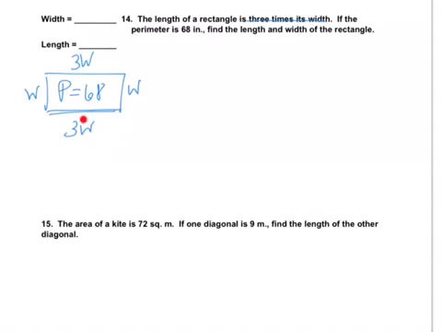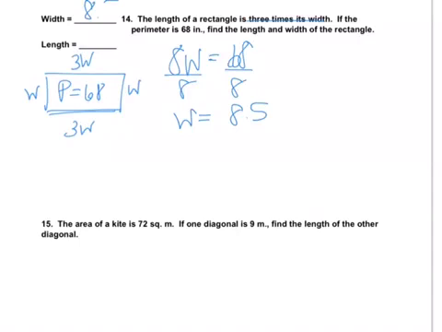So I have 3, 6 W's, 7, 8 W's. So 8W equals 68. And I divide by 8, and 68 divided by 8 is 8.5. So my width is 8.5. Then to find my length, I would take 8.5 times 3. And 8.5 times 3 is 25.5, 25 5/10. These are both inches.